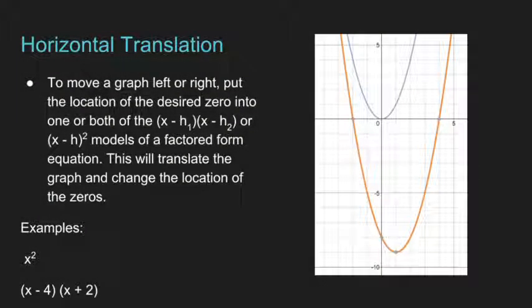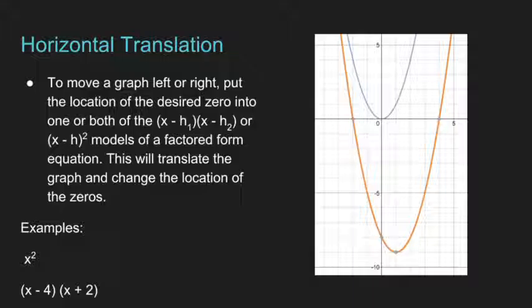Horizontal translation. If you want to move a graph left or right, put the location of the desired zero into one or both of the x minus h1, x minus h2, or x minus h squared models of a factored form equation. This will translate the graph and change the location of the zeros. This can be seen in the graphs of x squared and (x minus 4)(x plus 2).